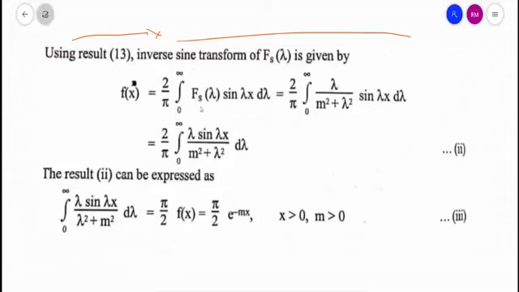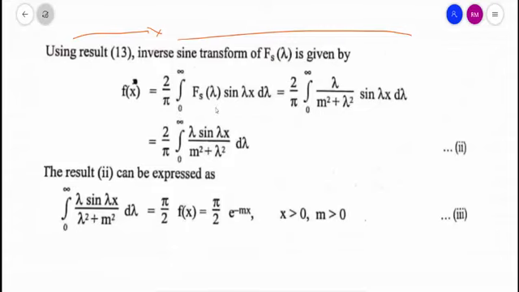So just substitute the value of fs of lambda which we earlier obtained, that is nothing but lambda upon m square plus lambda square. Here note that this is the integration with respect to d lambda. So these are the limits of lambda varying from 0 to infinity.